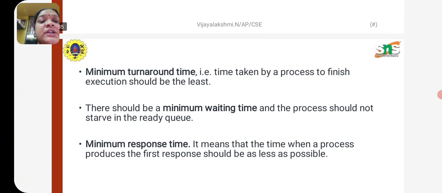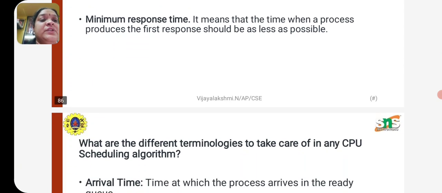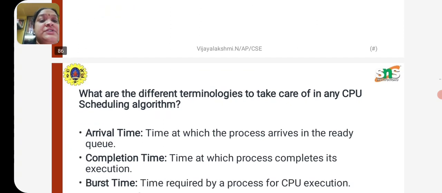The next is minimum turnaround time. Turnaround time means the time taken for a particular process to finish its execution should be the least. There should be a minimum waiting time, and the process should not starve in the ready queue. Waiting time for the other processes should be very short. And minimum response time. What is it? Minimum response time means the time when a process produces its first response should be as small as possible. So these are the objectives of CPU scheduling.